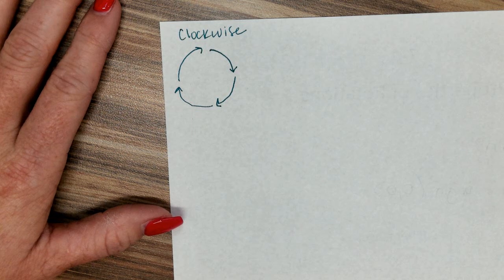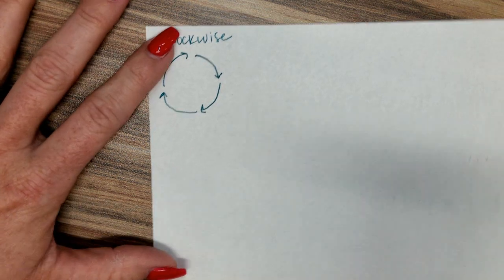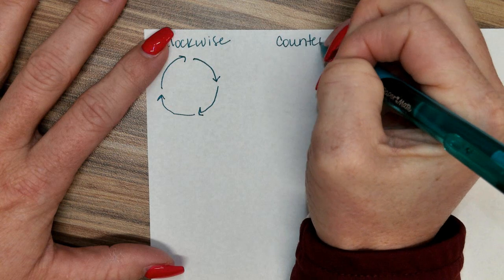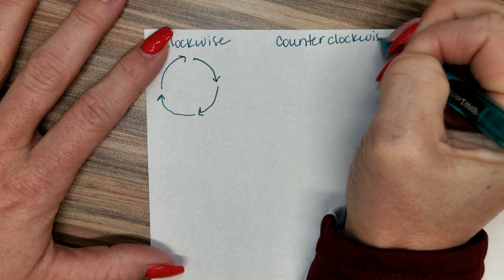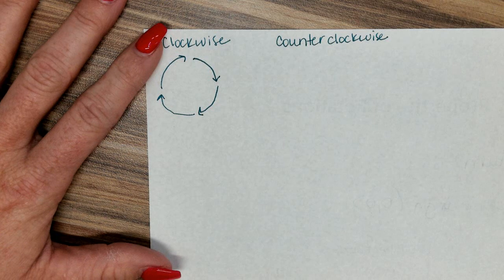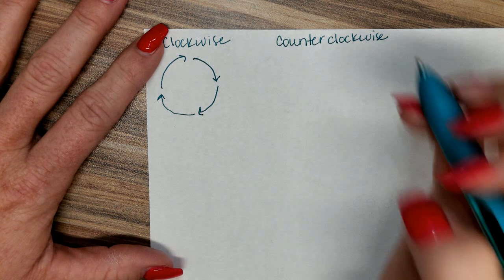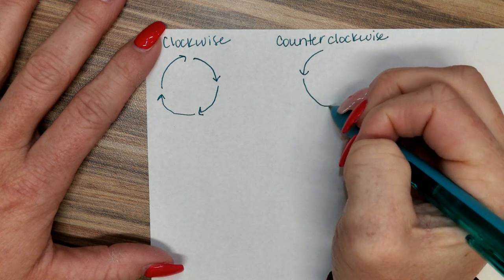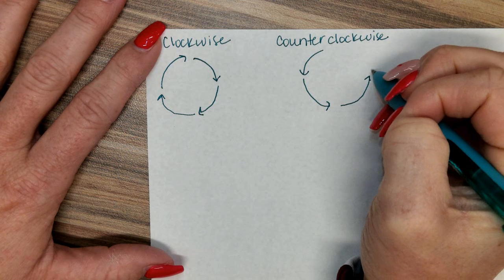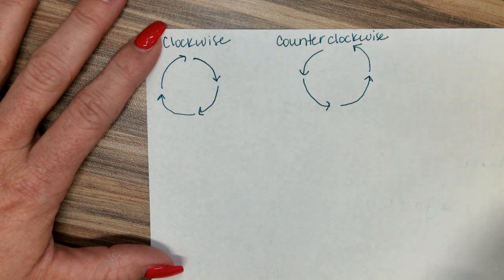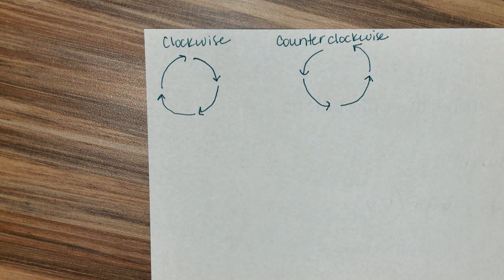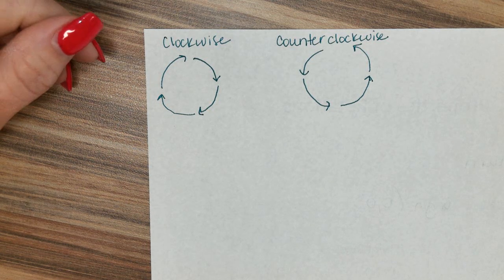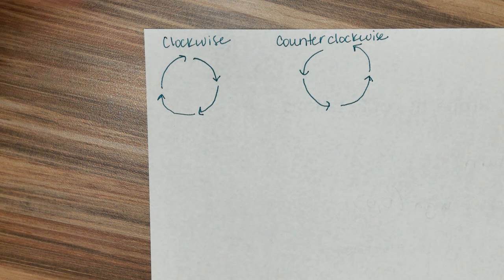Okay, opposite of clockwise is what? Counterclockwise. So counterclockwise moves backwards from a clock. So starting at the top, you're going to go the opposite direction for counterclockwise. You're going to hear me say these words a lot today. You need to know the difference between how to move like a clock and backwards from a clock.